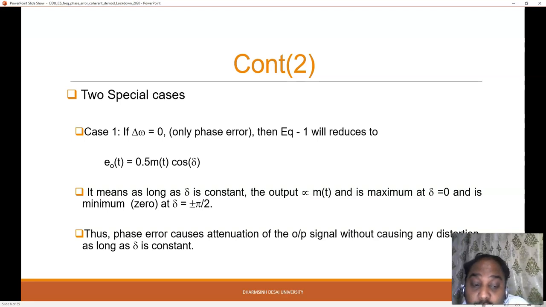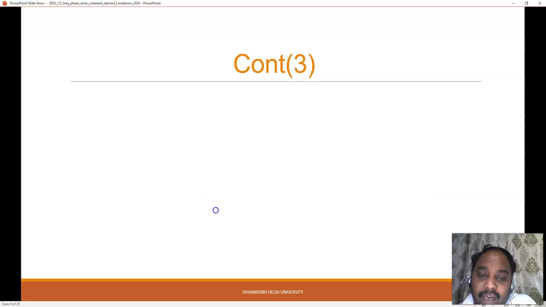Now if delta is not constant, such as when the signal is going multipath, then what happens? The delta at each and every position changes, so the attenuation changes at each and every time. So it will result in multipath fading, and there you have to be careful. For the DSB-SC, in short, if phase error exists and that phase error is constant, then you need not worry. It will just be an attenuation, not a distortion. And if there is an attenuation, then you can build it up by using an amplifier later on.